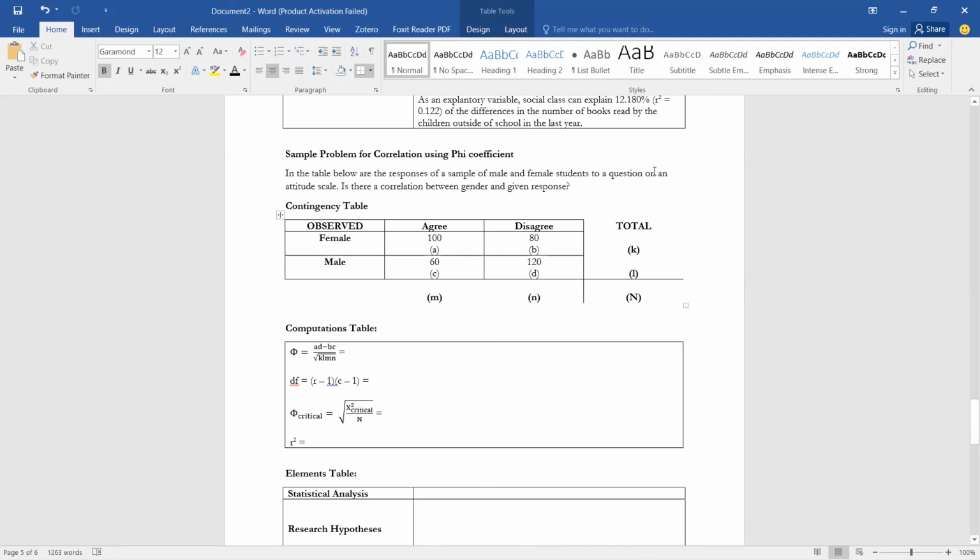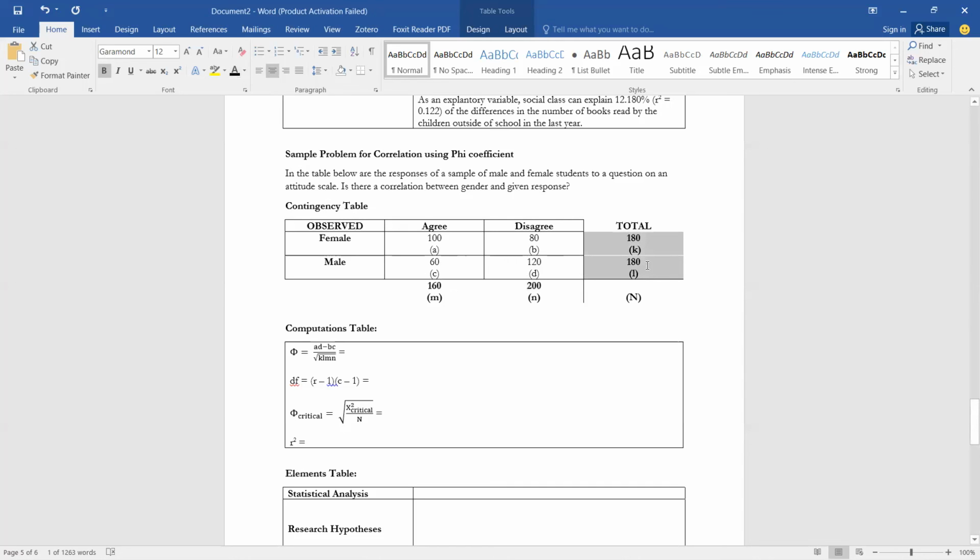Now, how do we expand the data table or the contingency table for phi coefficient? We simply get the row totals and the column totals. No? So we will end up with this 100 plus, oops, I once again found an error. So the row total for females is 180 because 100 plus 80 is 180. For the males, it's also 180. All right. For column total, for agree, it's 160. And for disagree, it's 200.